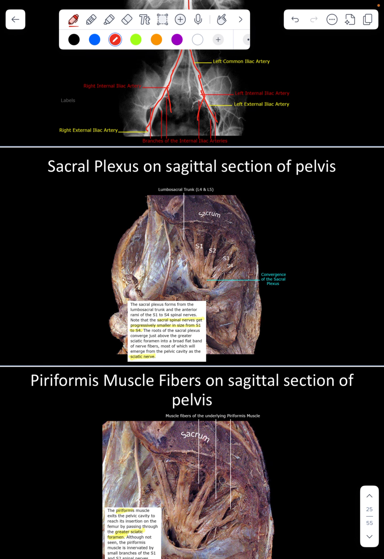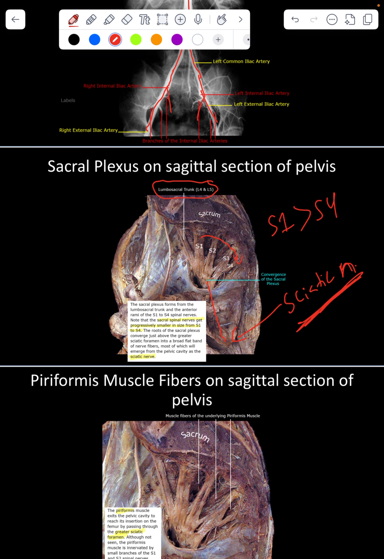Okay, sacral plexus. So you get your L4 and L5 from your lumbosacral trunk. They combine with S1 through S4, the sacral nerves. The bigger the number, the smaller the nerve. So S1 is bigger than S4. This is the sacral plexus. Eventually, all of these will become the sciatic nerve, which is a big nerve that goes to the back of your thigh. And the hole that it's going through right here is the greater sciatic foramen.